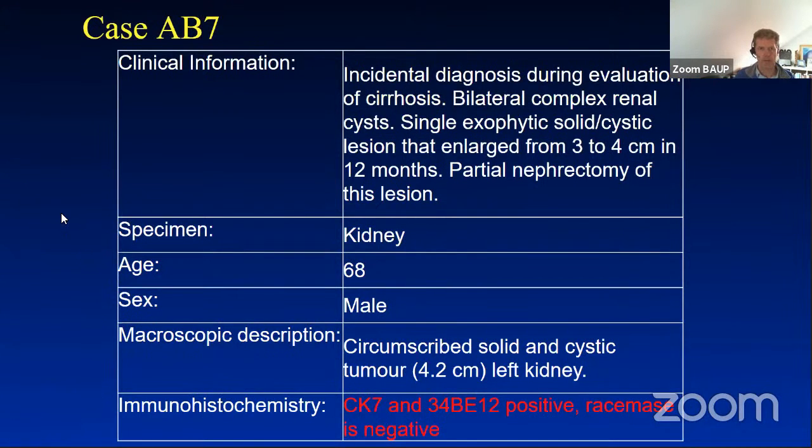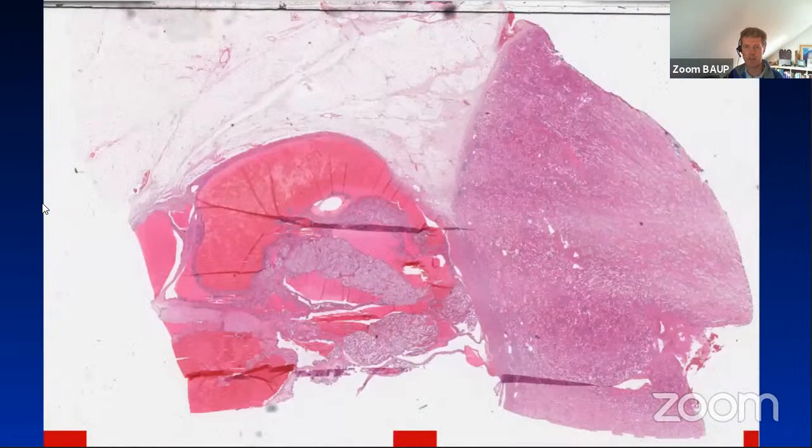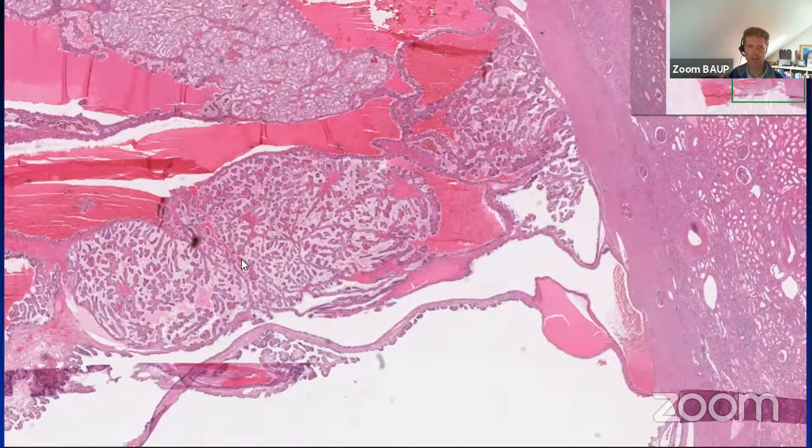Oh, so AB7 is the first of my cases. We're told that they've got a complex renal cyst. It's a partial nephrectomy, and we're told that the immunohistochemistry is both CK7 and 34BE12 positive, and racemase is negative. And this is what it looked like, a cystic area here with some papillary areas.